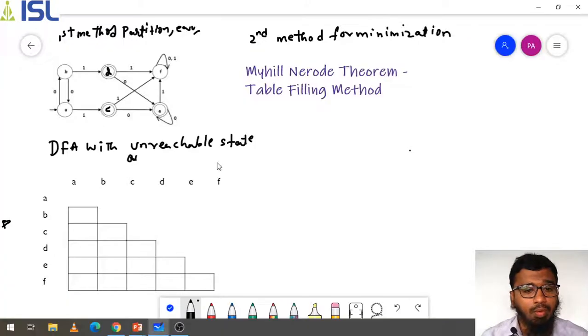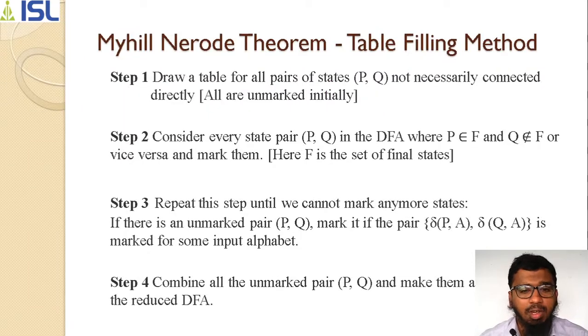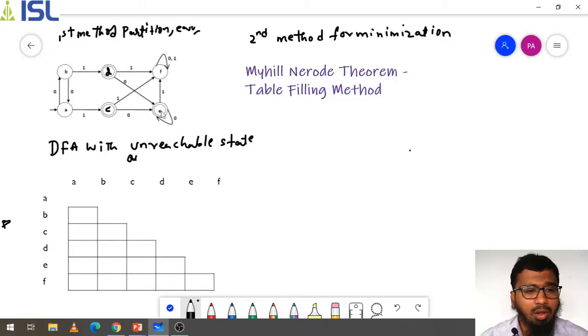Okay, fine. Now first, A to B, is there any connection? Yes. And B to A, yes, there is a connection between them. So here from A to B, A is a normal state, B is also a normal state. But as per this step we are saying P belongs to F or Q belongs to F. So here neither is a final state, so we should not mark here, empty. Next one is C.